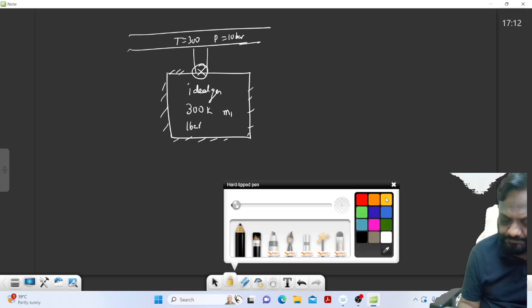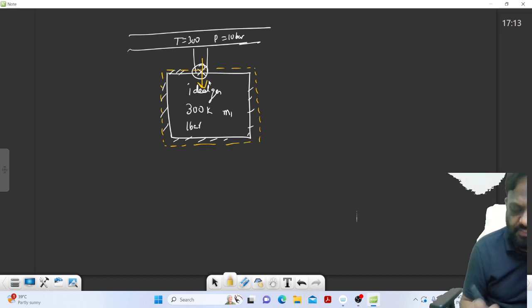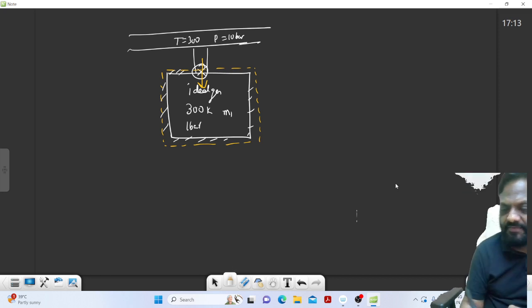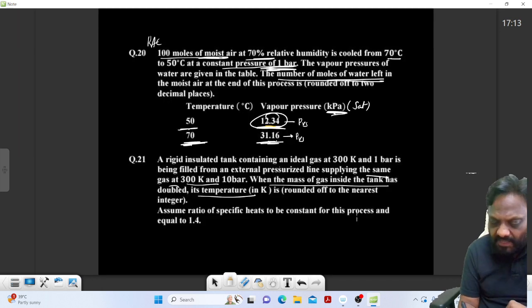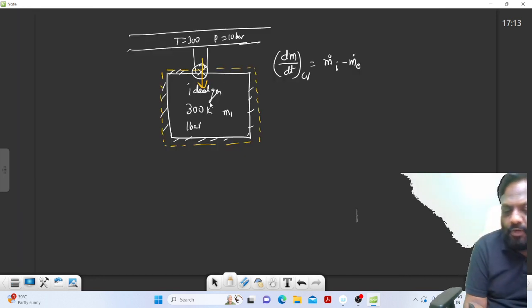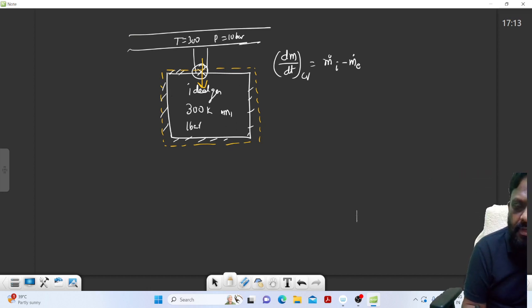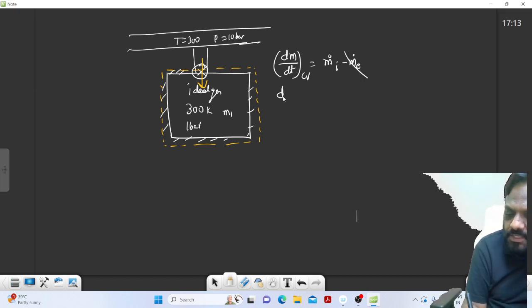Now, let us take this. It is an unsteady state filling process. Apply the unsteady state equation, sir: dm/dt in the control volume is equal to m dot i minus m dot e. He is asking for the final temperature. Where has he said that? When the mass is doubled, the final temperature is asked. So let me take the control volume as this tank. When I open the valve, mass is entering. There is only an inlet, there is no exit. No mass is leaving from this; e means exit, no mass is exiting. So dm/dt in the control volume is equal to m dot i.